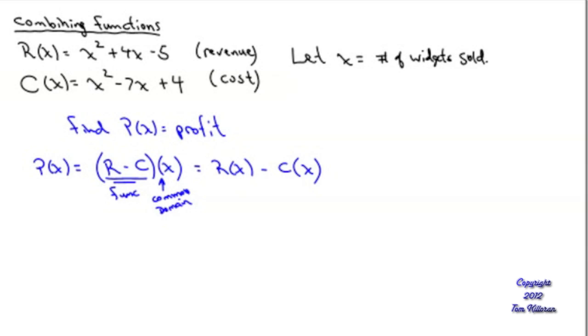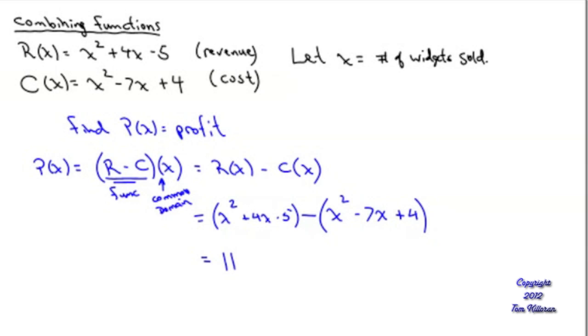I said x is the number of widgets they made. So you're putting the number of widgets they made into R, and into C, and subtracting your two answers. So our final answer is R of x, x squared plus 4x minus 5, minus, and this minus sign is the one I always warn you about, this is the one you really need parentheses for, x squared minus 7x plus 4. Then you simplify, and the x squares cancel. 4x minus a negative 7x.